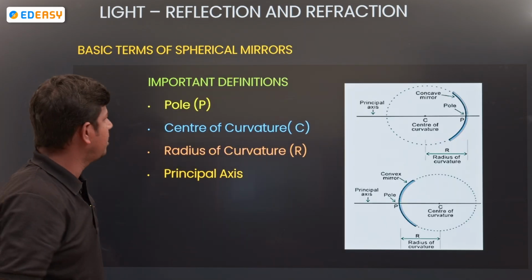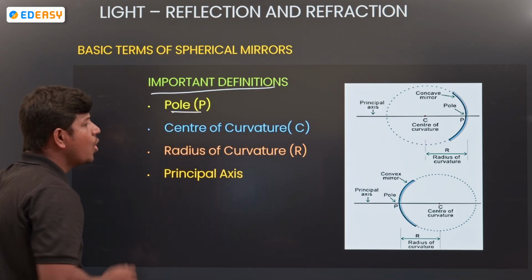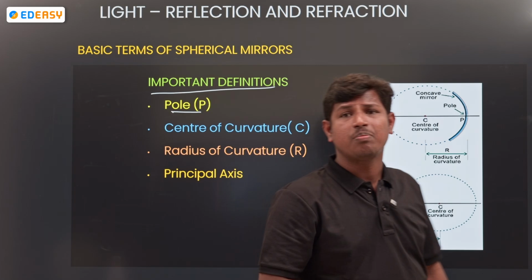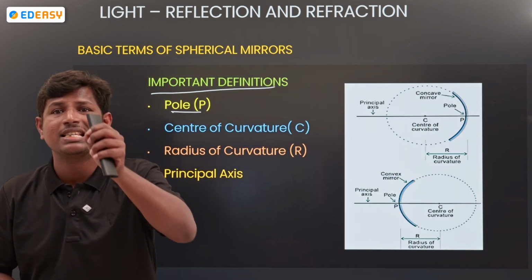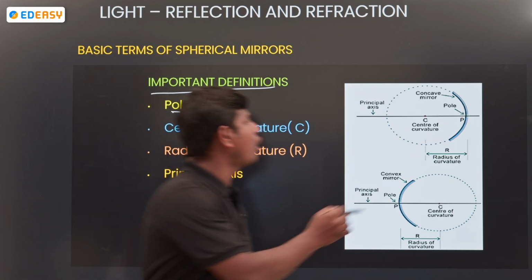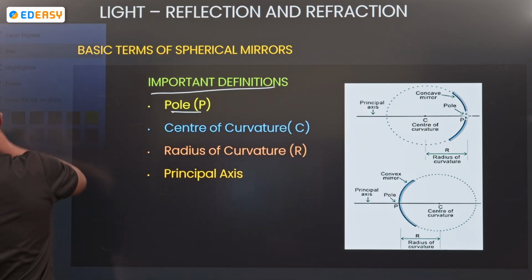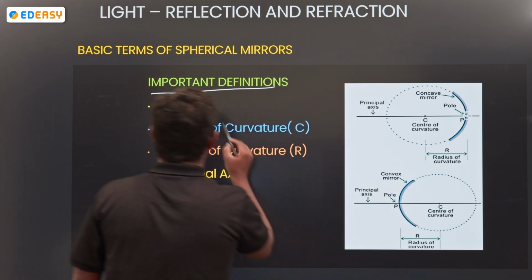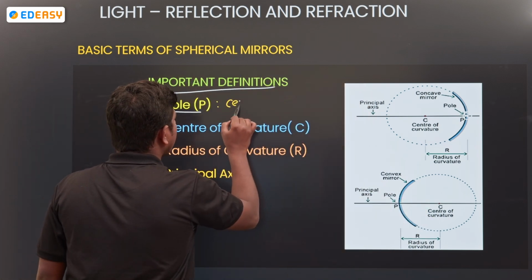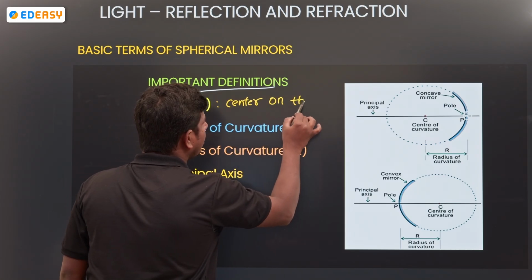See here, important terms in the spherical mirror. Pole. What is a pole? Pole is the center point on the mirror. What is a pole? It is the center on the mirror.